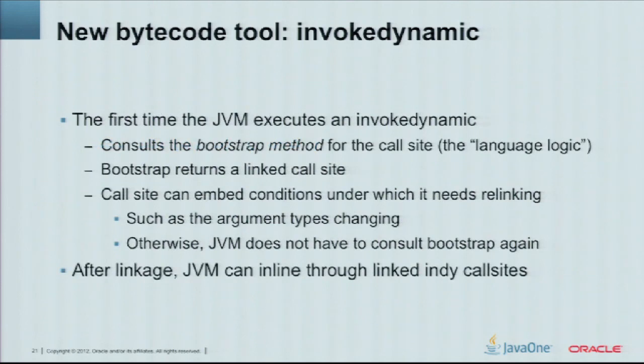So what happens is, the first time you stumble across an InvokeDynamic call site, the VM calls the bootstrap method. It returns a data structure that represents a linked call site. Inside that call site is not only what method handle you execute when you invoke this call site, but also under what conditions you would need to relink it. In the absence of saying that it has to be relinked, the VM doesn't consult the bootstrap ever again. And then the VM can inline through these call sites.